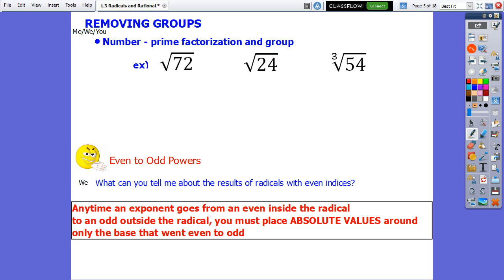So we want to remove as many groups as we can. So we break 72 down to 9 and 8. 9 breaks down to 3 and 3. And 8, you'll see 8 a lot, so I tend to just go straight to the 3 2's. Okay. Then we're putting things in groups of 2. So there's one set that I can take out. So I can take a 3 out. And I can take a 2 out.